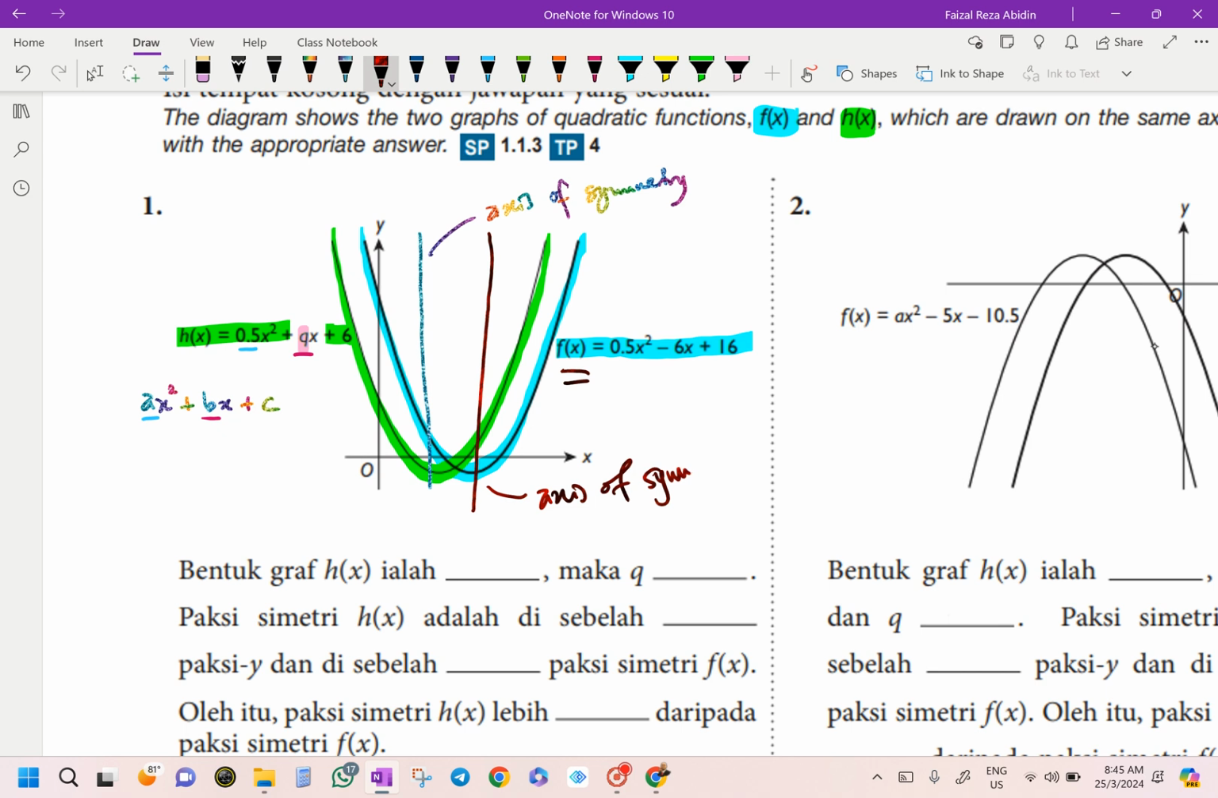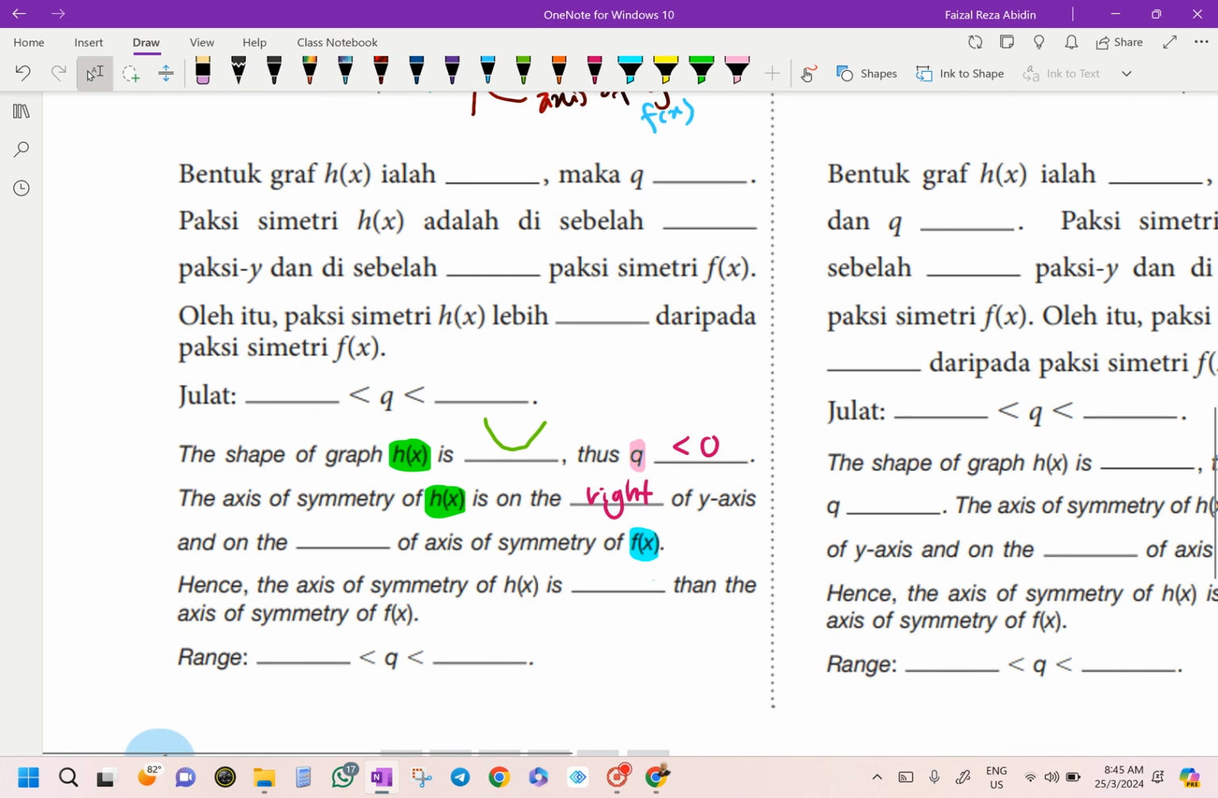Tapi that one is going to be for a different function. Kan? That one is going to be the axis of symmetry for our hx. This one is going to be for hx. This one for our fx. So if we compare fx and hx there, hx duduk sebelah mana? On the left side, betul tak? From our fx. So you can state over here on the left.